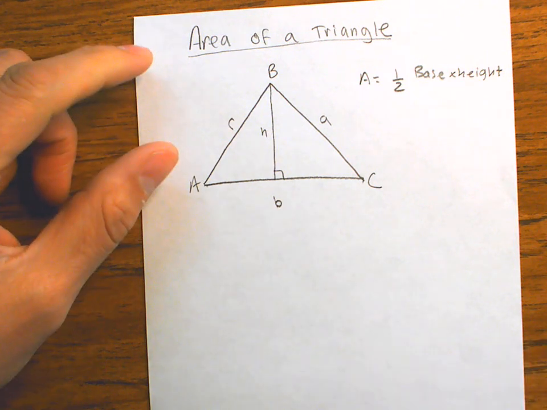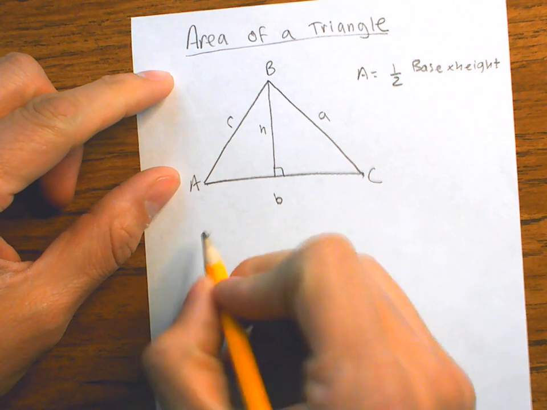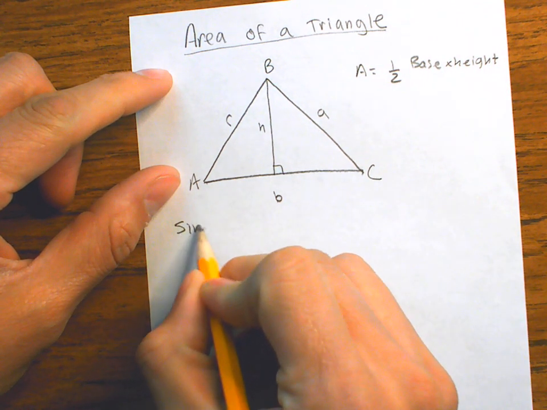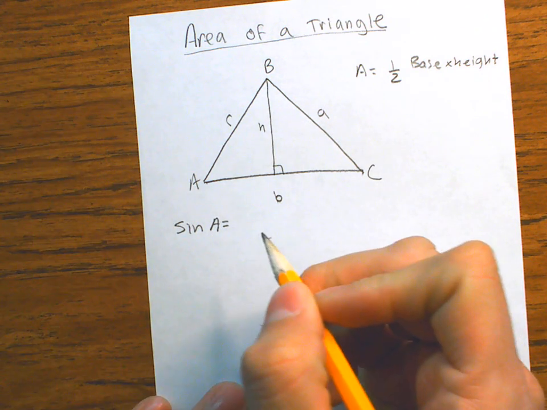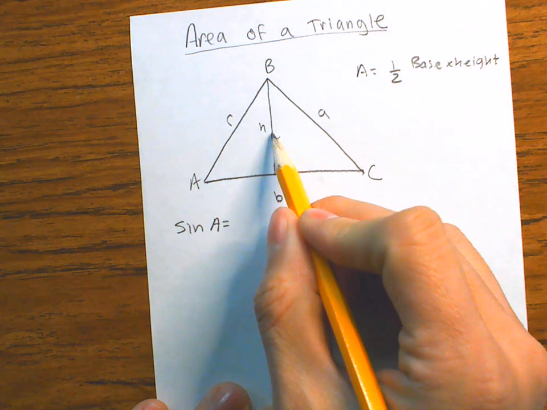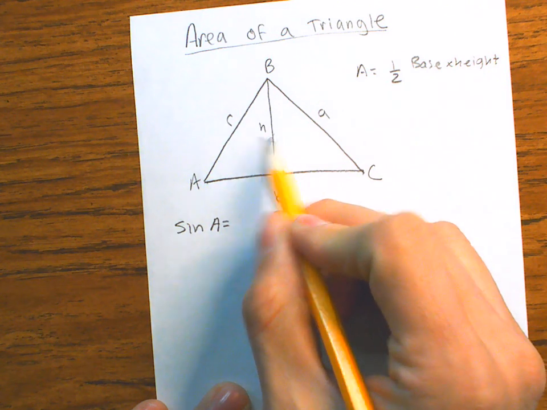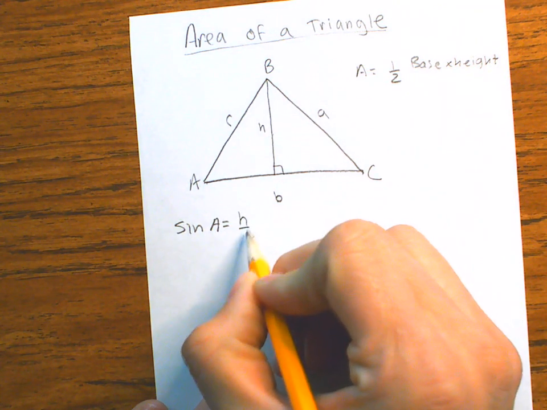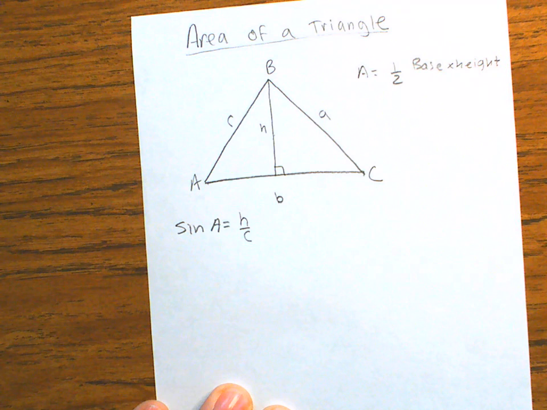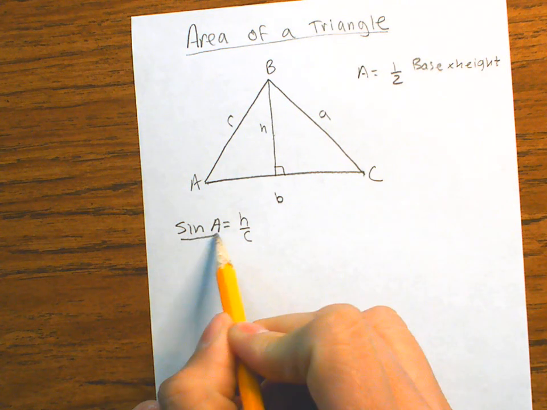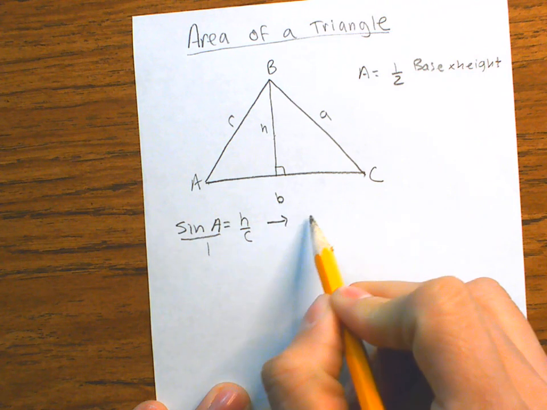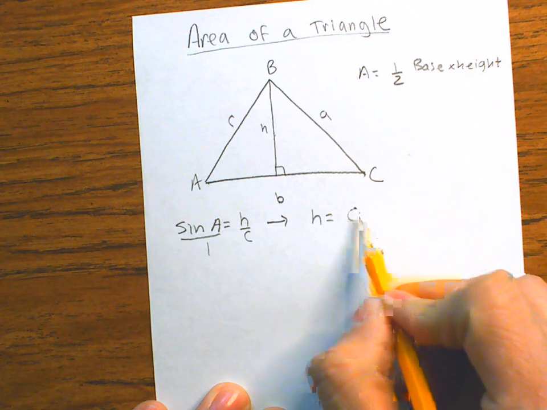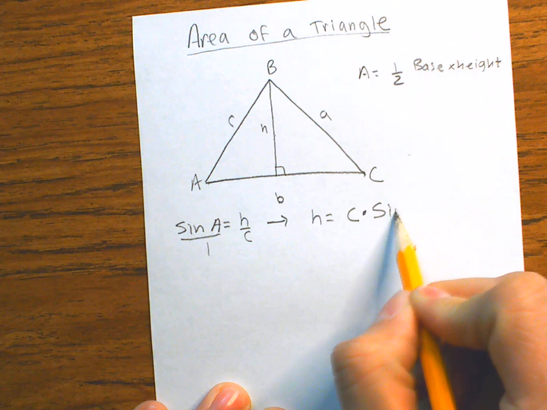So here's what we're going to do. Let's look at the sine of angle A. Okay, so the sine of angle A happens to be the altitude over the hypotenuse. All right, so then what we're going to do is we are going to put a 1 under this and cross multiply and solve for h. So this equation would look like this. C multiplied by the sine of A.